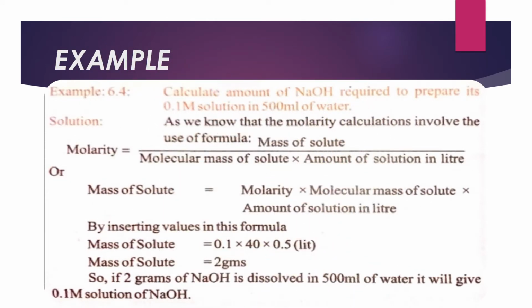For example, here is an example given in your book on page number 116. It says example 6.4: calculate the amount of sodium hydroxide required to prepare its 0.1 molar solution in 500 milliliters of water. So here we have three things: the required amount, the given amount, and the amount of prepared solution.